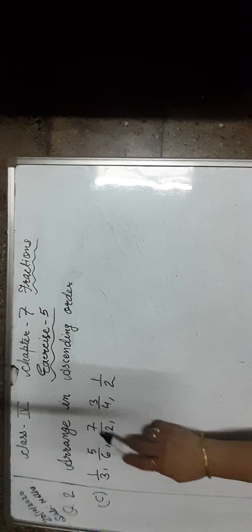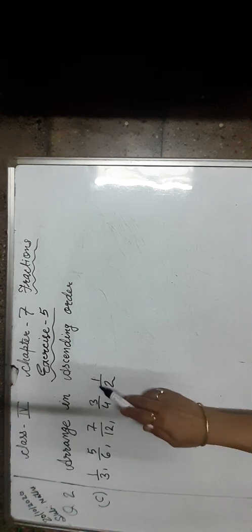Hello everyone. We were doing question number 2 of exercise 5. Let us do question number 6. Arrange in ascending order. 1 upon 3, 5 upon 6, 7 upon 12, 3 upon 4 and 1 upon 2.